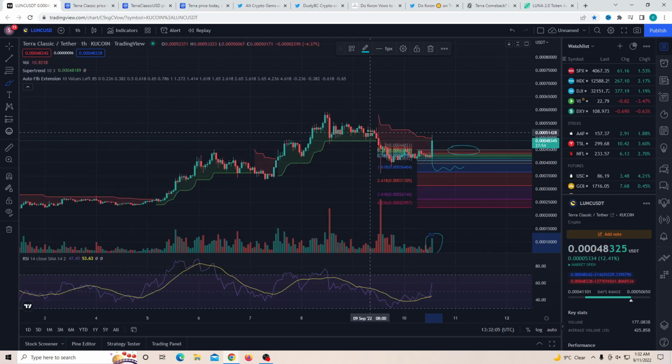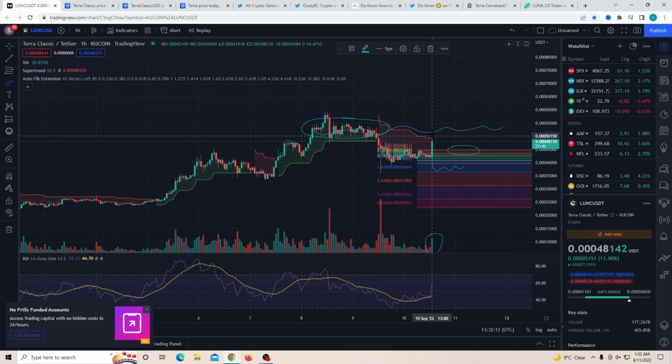parabolic. Right now we're still going to be getting stuck around this zone, as this is going to be acting as a resistance, but once we get over that point, you will be noticing that we will be setting new higher highs and new higher lows to be able to keep climbing and make it all the way to another zero being removed from the Luna Classic price.